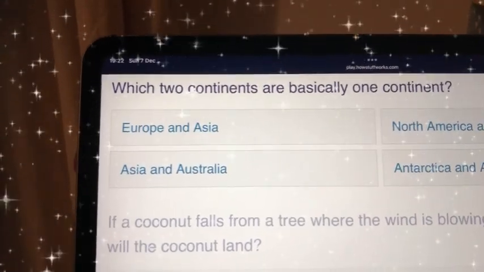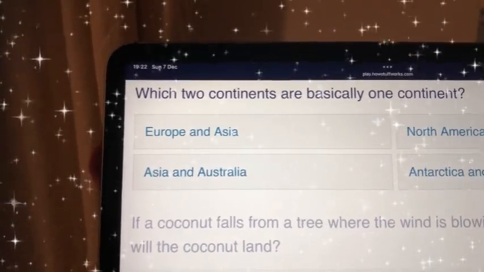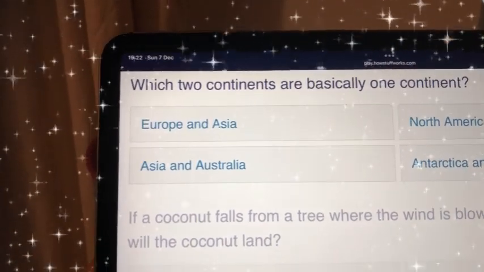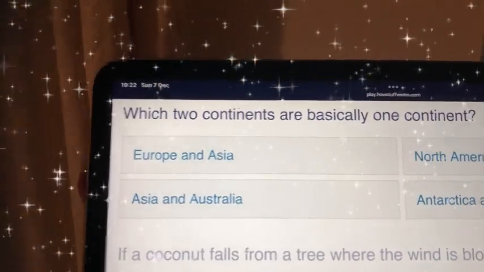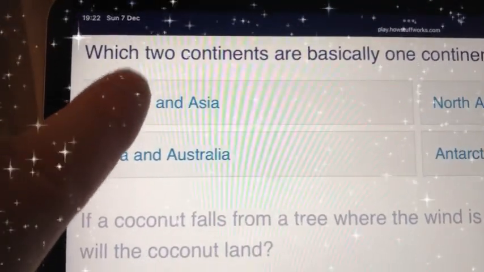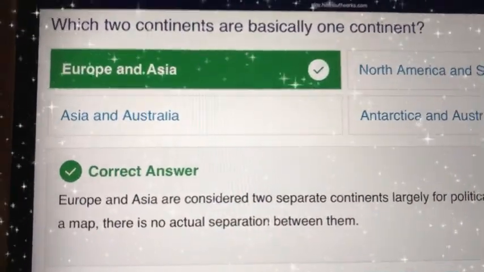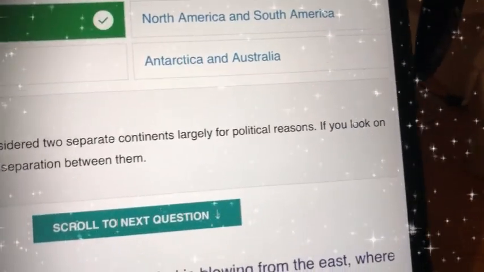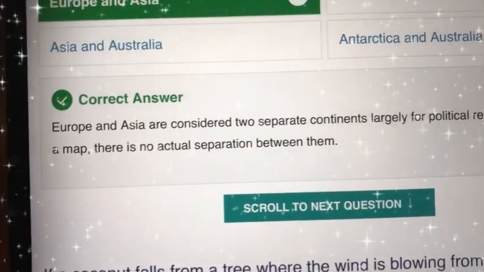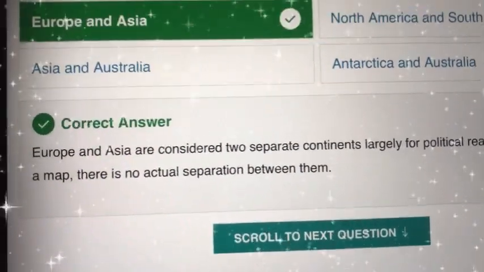So no, the answer is Europe and Asia, because if you look on a map, you'll see that Europe and Asia are more or less together. So the answer is Europe and Asia. This is basically how good your geography is. Yay! And just don't start second guessing. It says there Europe and Asia are considered two separate continents, largely for political reasons. If you look on a map, there is no actual separation between them. So there you go. It's official. Everybody having fun? I hope so. Let's carry on.